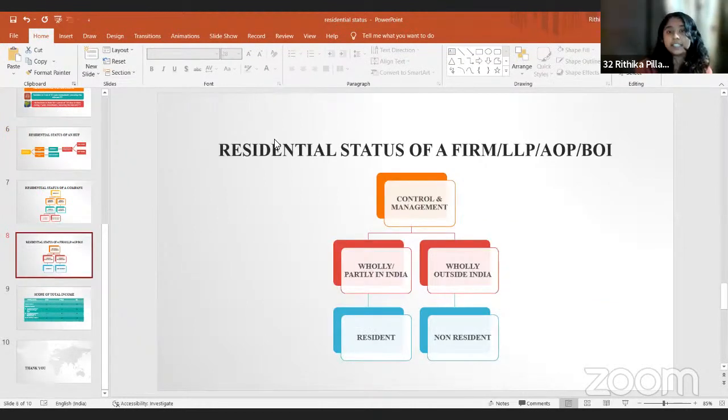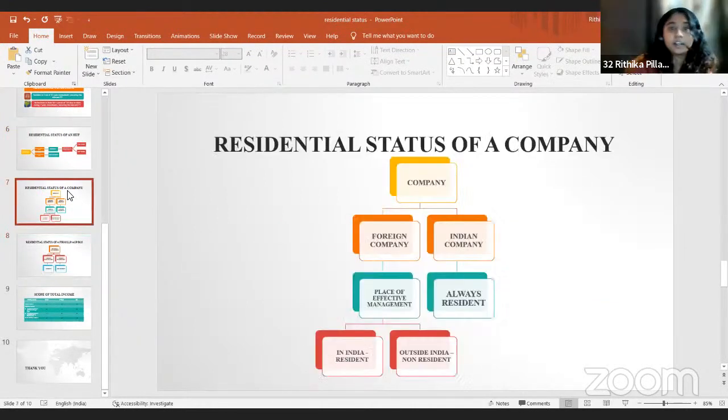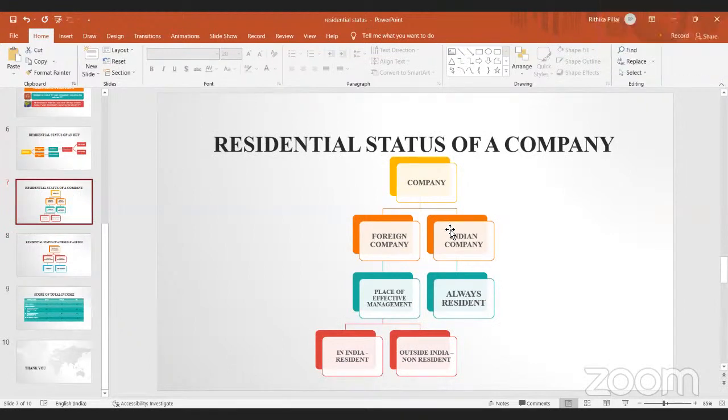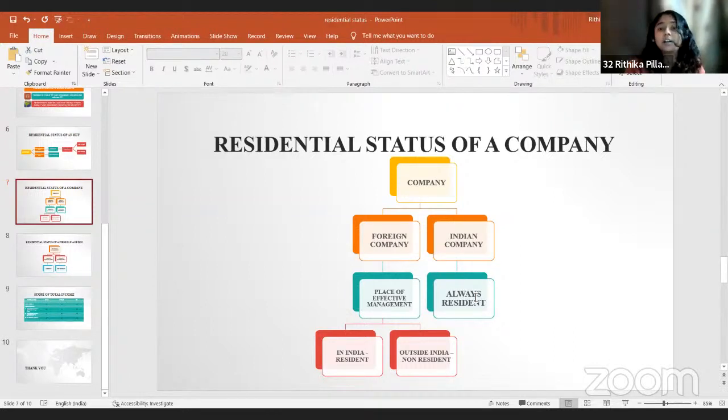Then the residential status of a company. Company can be a foreign company or an Indian company. If it is an Indian company, then we'll consider the Indian company as resident always. And if it is a foreign company, then we look at the place of effective management. If the place of effective management is in India, then the company is a resident. But if it is outside India, then it is a non-resident.